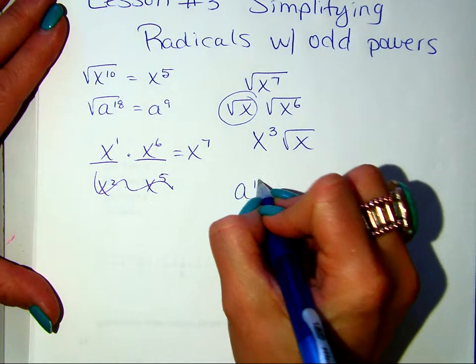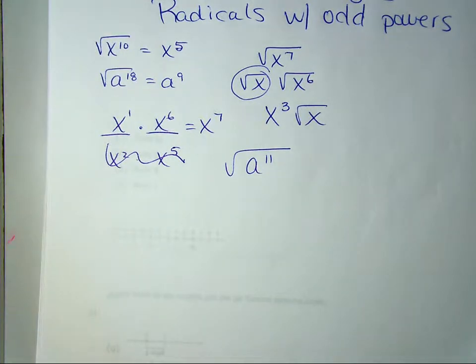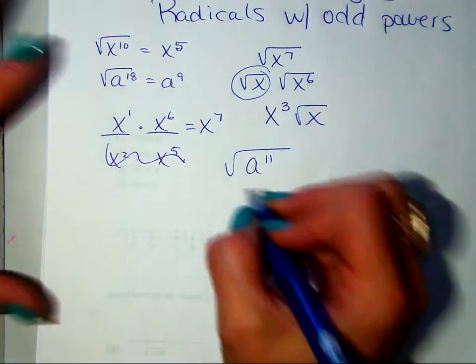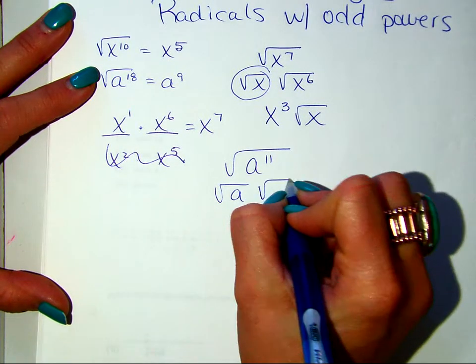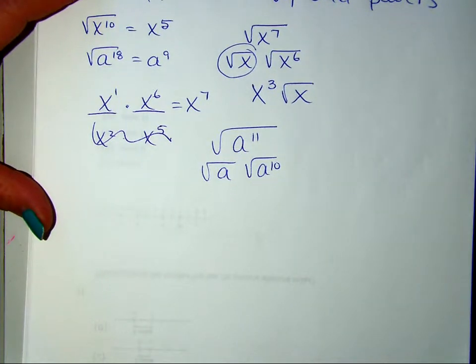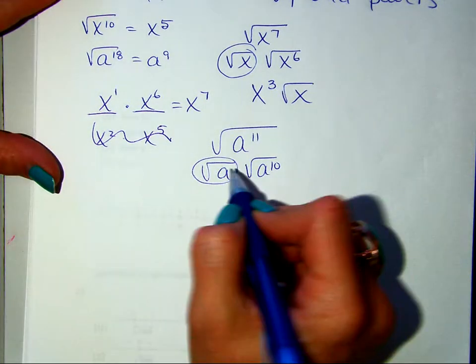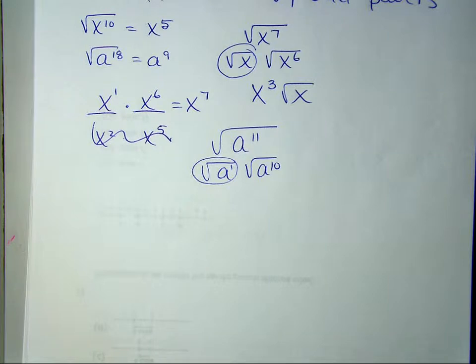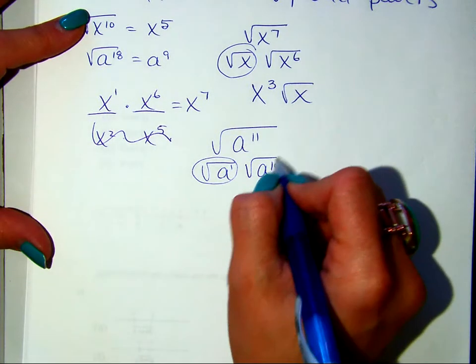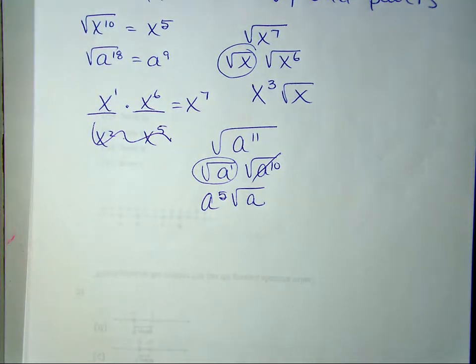If I have an a to the 11th, and I want to know the square root of that, I look at it, I see that it's odd. I don't make it a to the 5.5. You don't do that. You only do that for even powers. You make this the square root of a times the square root of a to the 10th. And now you have an even power. This a will never be able to come out. Why? Because it's odd. It's a 1, and it can't come out. It's not a perfect square. But this can, and that's a to the 5th with the square root of a left.